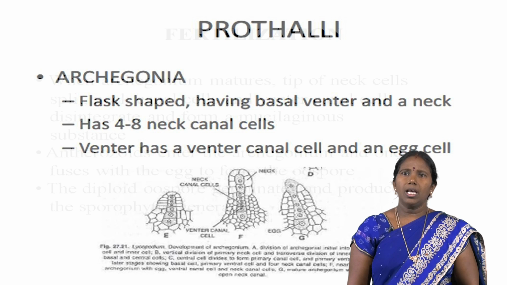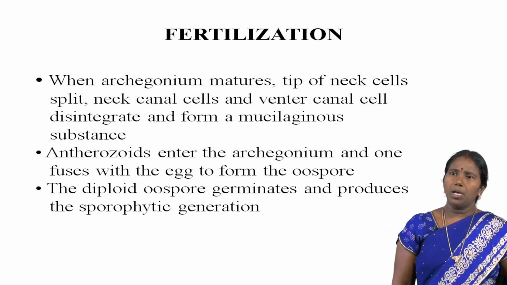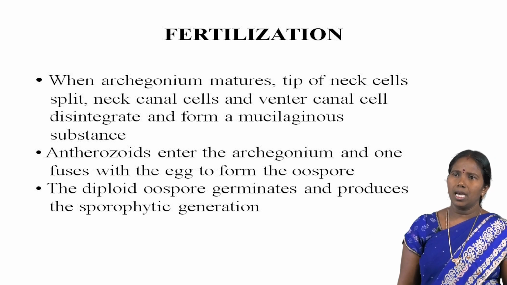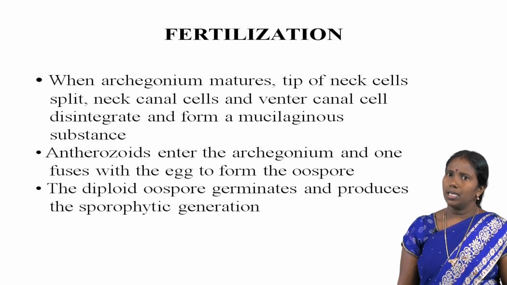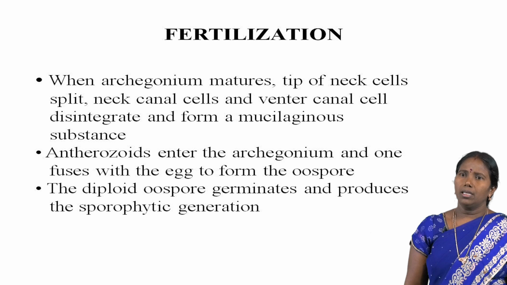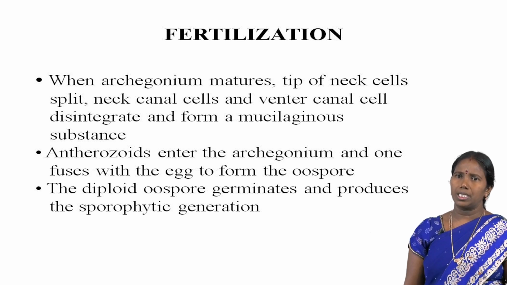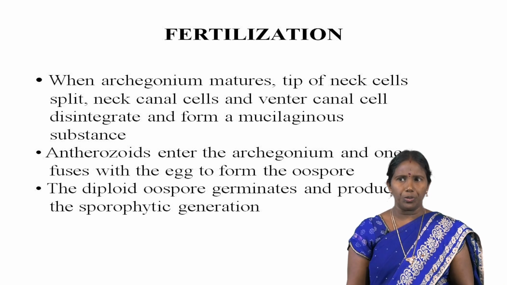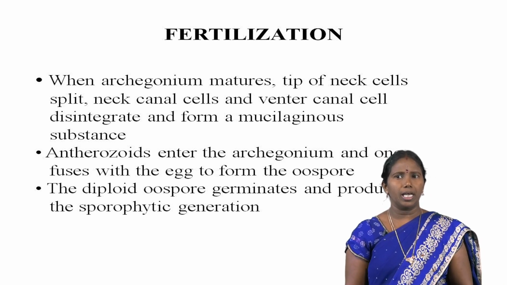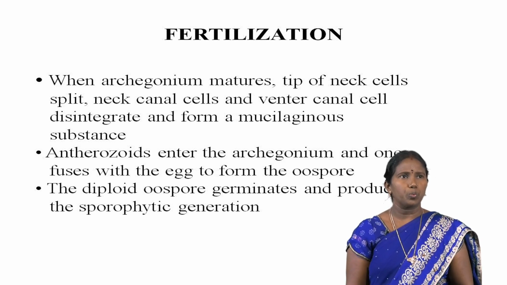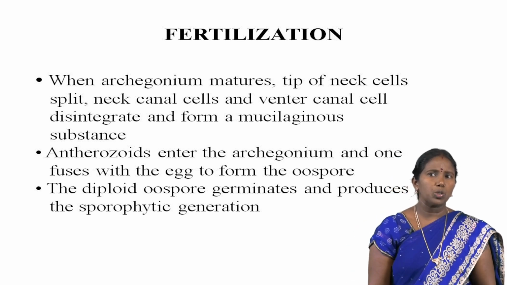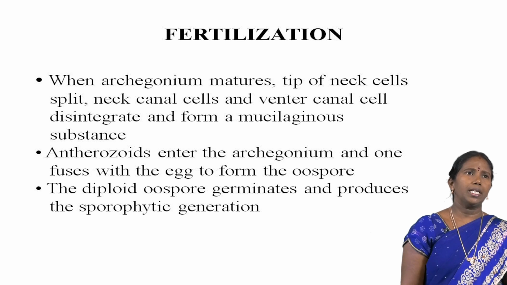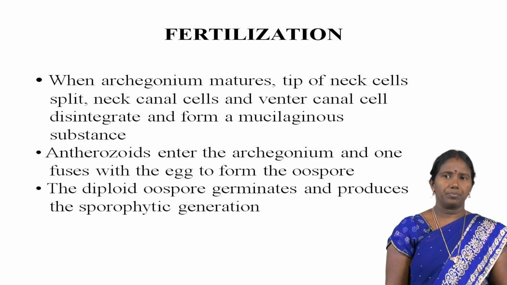Fertilization. When the archegonium matures, the tip of the neck cells splits, and the neck canal cells and ventral canal cell disintegrate and form a mucilaginous substance. The antherozoids enter the archegonium and fuse with the egg to form the zygote. The diploid zygote germinates and produces the sporophyte.